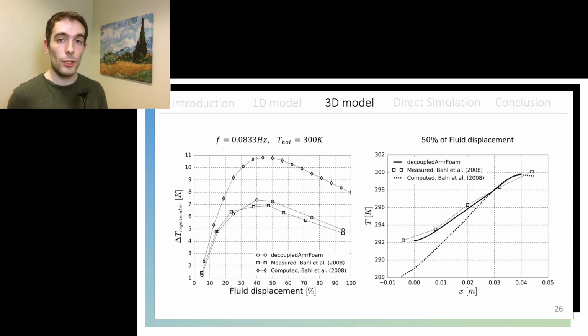So on this slide you can see the solution of the regenerator. On the left would be the temperature span of the regenerator at zero cooling load plotted against the fluid displacement of the fluid surges. And on the right would be the temperature profile of the regenerator for a 50% fluid displacement. On the left you can see how the solution is plotted for 3 cases. With the circles would be the solution given by decoupled AMR foam. Then with the squares would be the measurements by Ball et al. And with the rhombs would be the solution given by a 2-dimensional solver produced by the same authors that did the experiments. And they give 3 reasons why they observed those discrepancies.